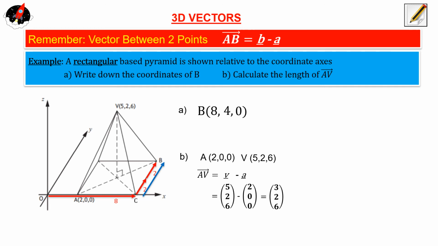Now once we have that, all we need to do is our Pythagoras. So the magnitude of AV is the square root of 3 squared plus 2 squared plus 6 squared, and if we work through that we get the square root of 49, which in this case is 7 units exactly. So the magnitude or the length of vector AV is 7 units.